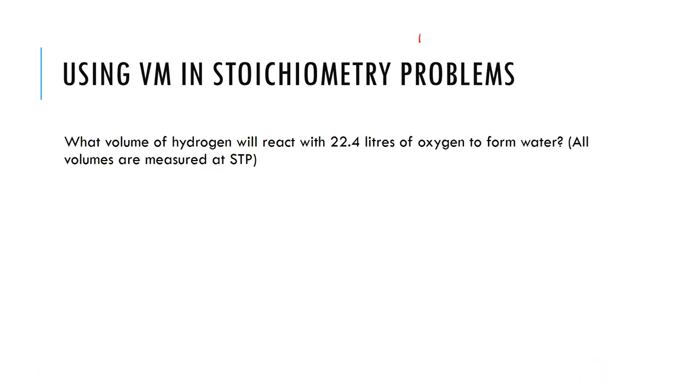Okay, so we can use this in stoichiometry problems, and this is a fairly simple stoichiometry problem, and we'll have a quick look at that. But essentially, what volume of hydrogen will react with 22.4 litres of oxygen to form water? All volumes are measured at STP. So this is telling me it's STP, I can use this one. Okay, so let's have a look.